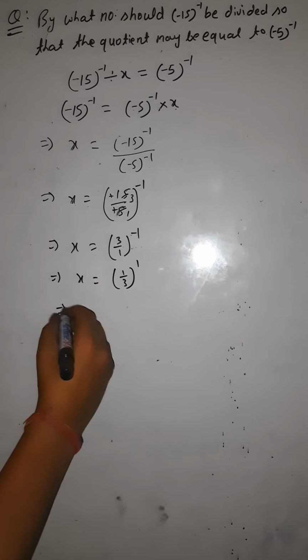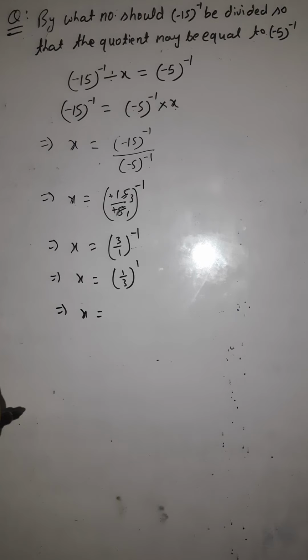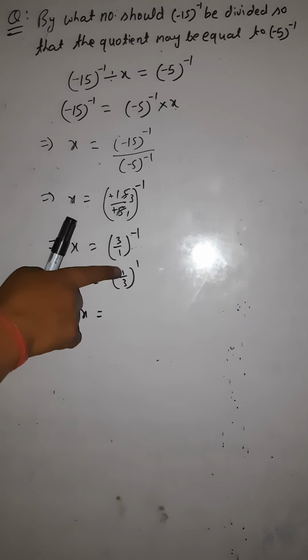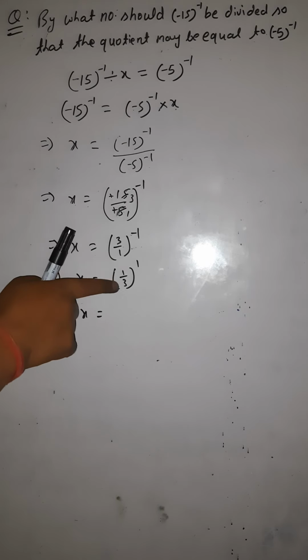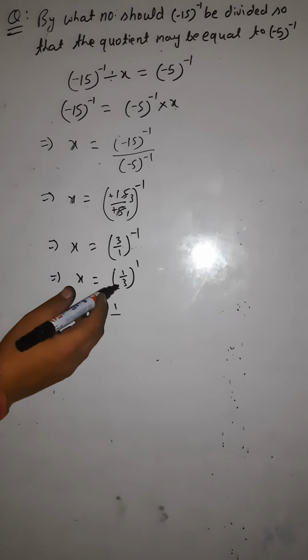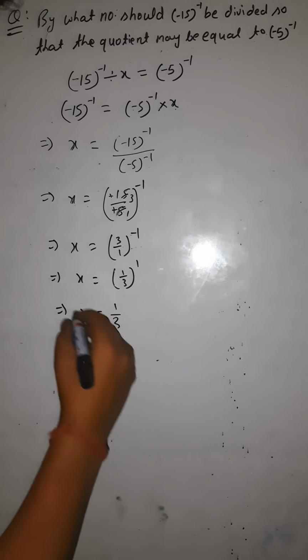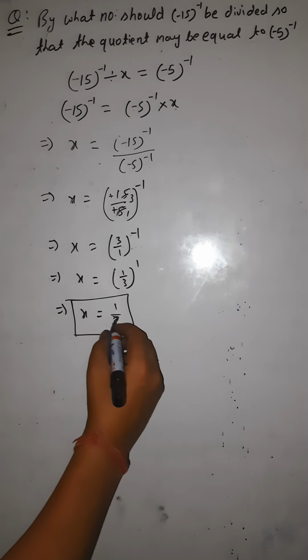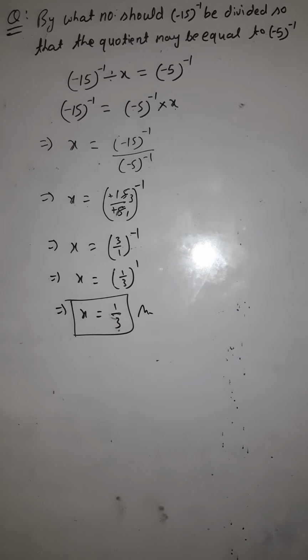So it implies x would be equal to, this power is to be distributed between numerator and denominator. So you would write it as 1 raised to the power 1 means 1, 3 raised to the power 1 means 3. So you have the answer. The value of x would be 1 by 3. Are you getting this? Very good. Just note it down.